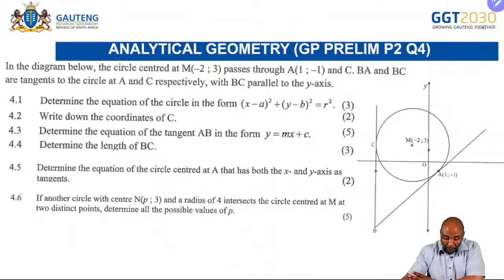Now, we had this question to answer. Let me give you 10 minutes to just answer 4.1 up to 4.4. And then as we do corrections, I will mention some of the common mistakes that we saw and how to overcome them. 4.1 up to 4.4. Let's attempt those questions. 4.5 and 4.6, we'll do them together.